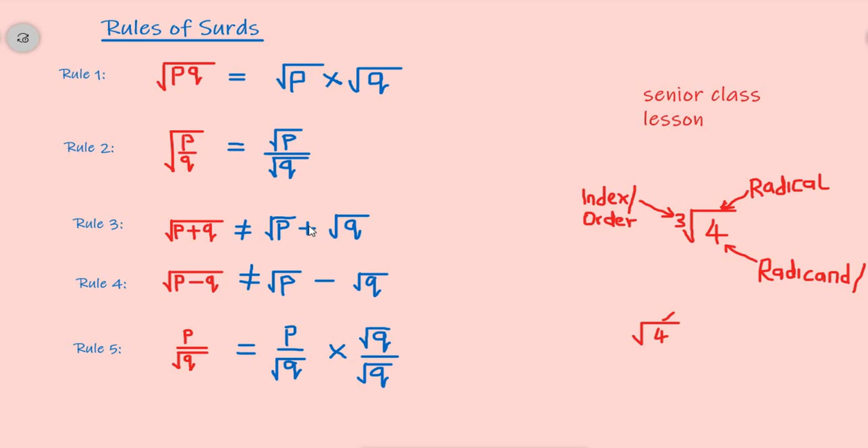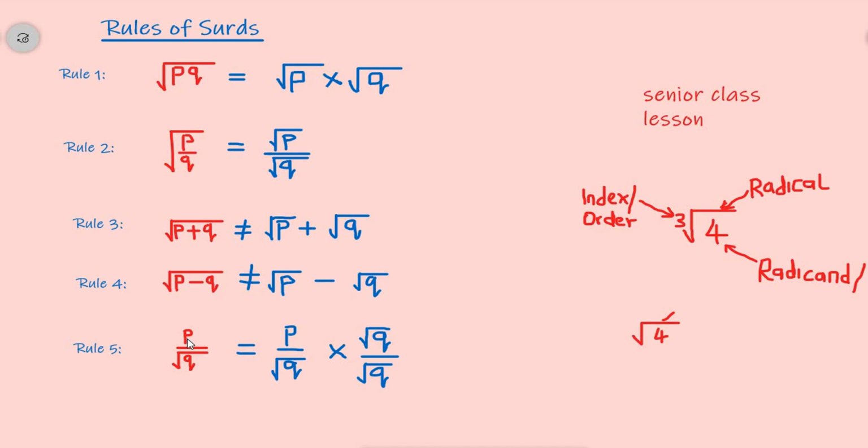So I'm going to teach you why it's not like the multiplication sign. This one is not equal to, if you are given a number like this, you cannot simplify it to this form. It's not possible. And this also applies to the subtraction sign. P minus Q is not equal to square root of P minus square root of Q.